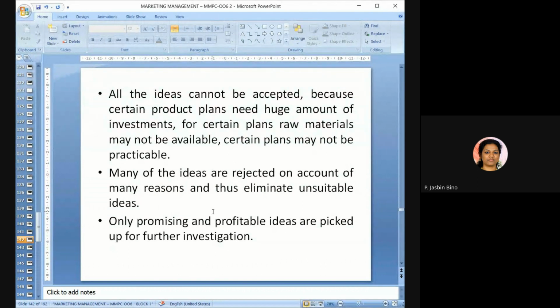That ideas need more raw materials which are not available. Some plans cannot be practically applicable also. So all these things should be considered. So many of the ideas are normally rejected on account of many reasons, and thus eliminate unsuitable ideas. Only promising and profitable ideas are picked up for further investigation.